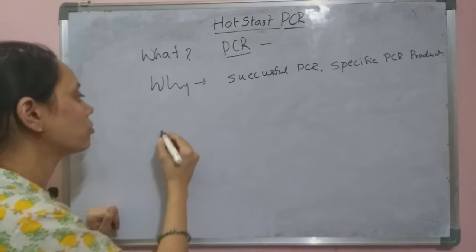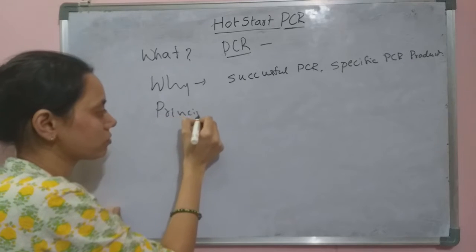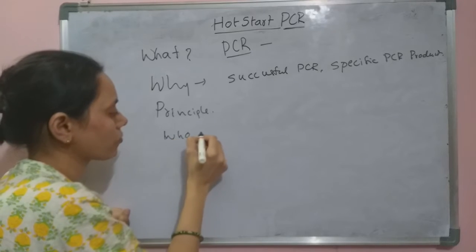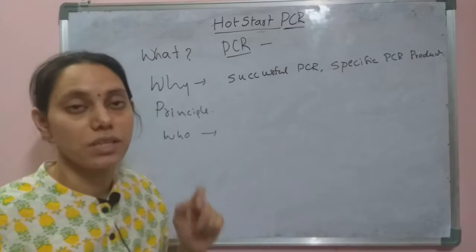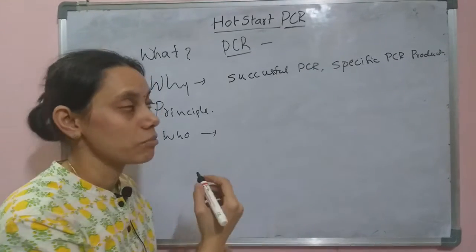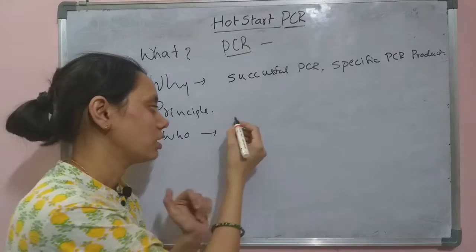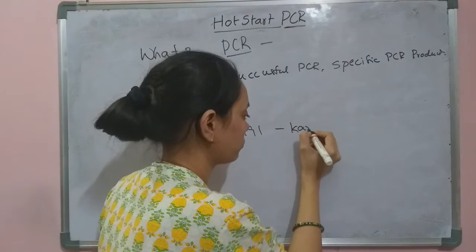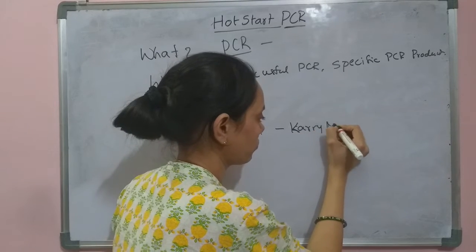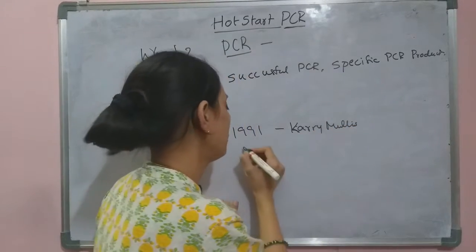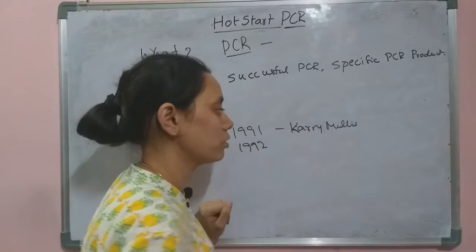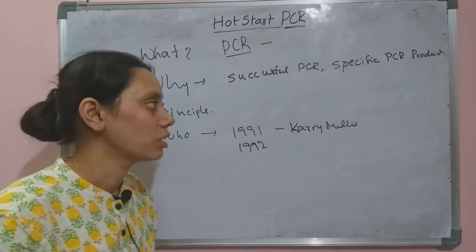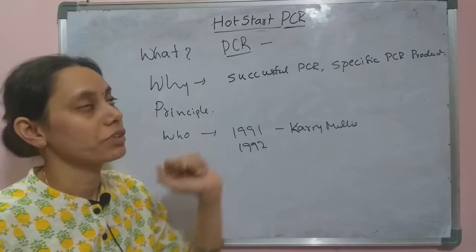So what is the principle, how exactly does it work, and who discovered it? Hot start PCR was discovered by none other than the same scientist who discovered PCR. In the year 1991, it was introduced by Kary Mullis. From 1992, it got popularized, and many applications of hot start PCR were introduced. So what is the principle of hot start PCR?